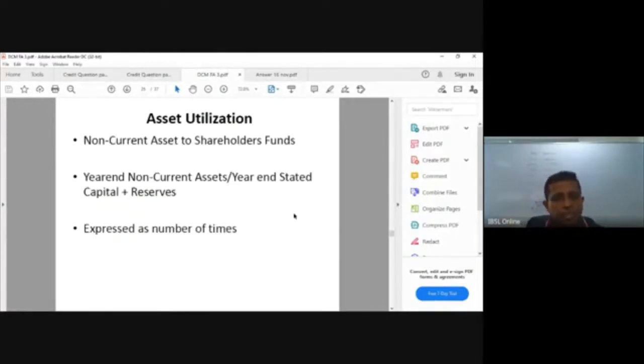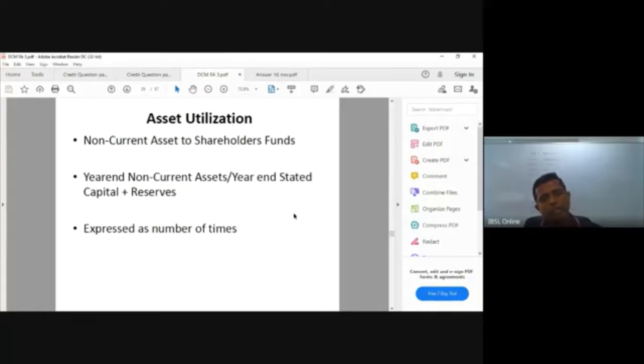Then another asset turnover ratio, that is non-current assets to shareholders fund. You have to take not the current assets, but the non-current assets, divided by the year-end shareholders fund. Since both items are from the balance sheet, there is no need to take average figures. You have to take the year-end figures. The higher the number of times, better it is.